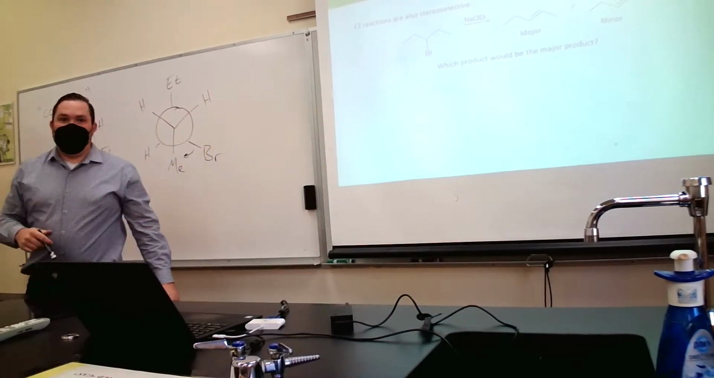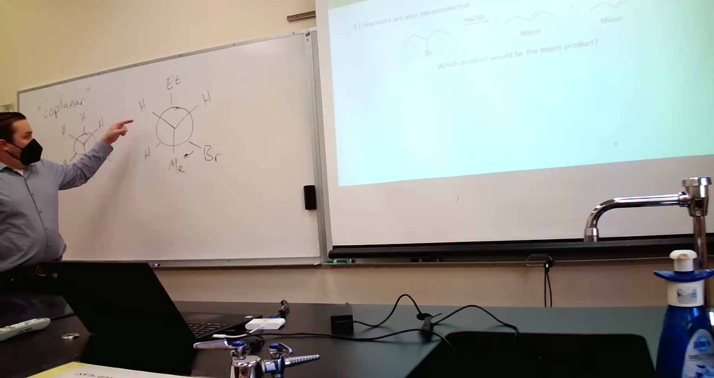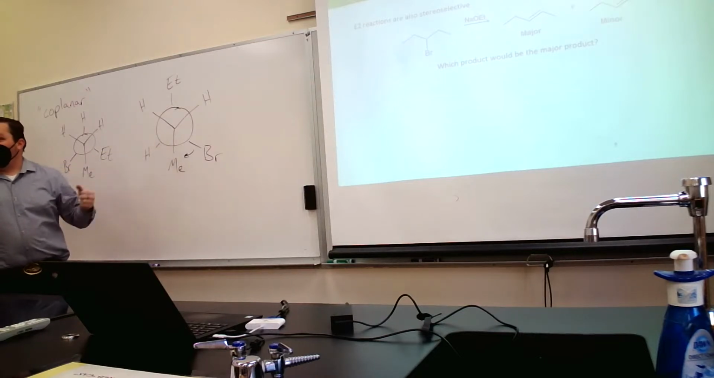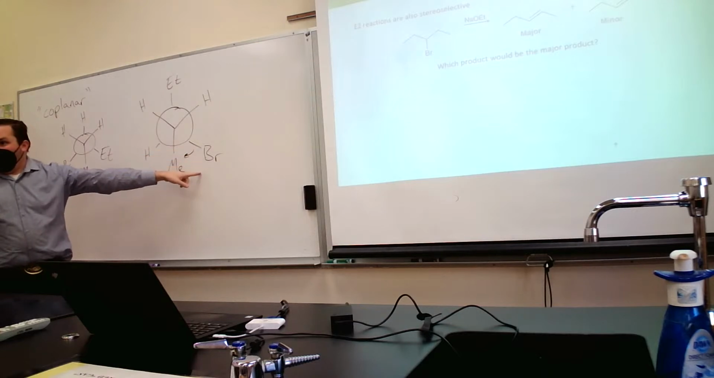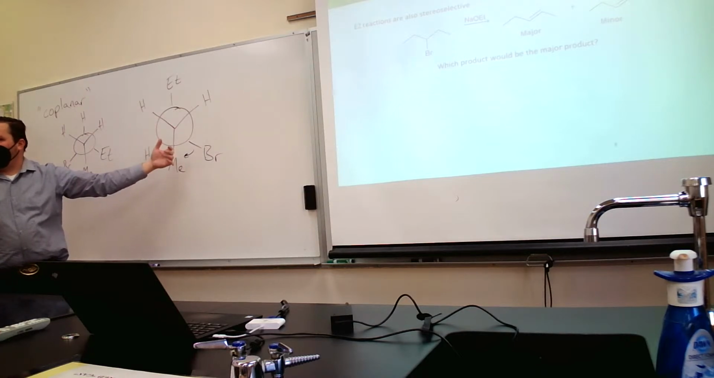And the reason I'm stressing that instead of just teaching you the generalization is there are some times where you only have one possibility. If your alpha carbon only has one hydrogen to lose, then your bromine has to be opposite of that hydrogen for the elimination to happen, regardless of what else that does as far as sterics.